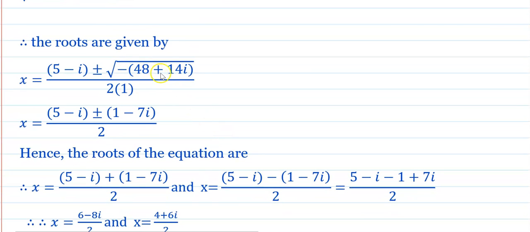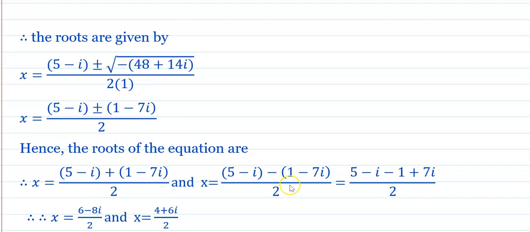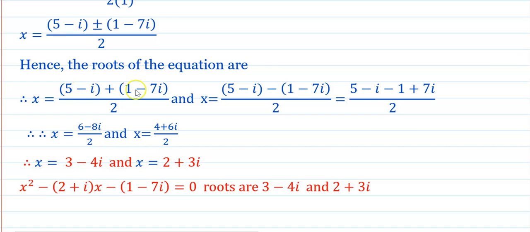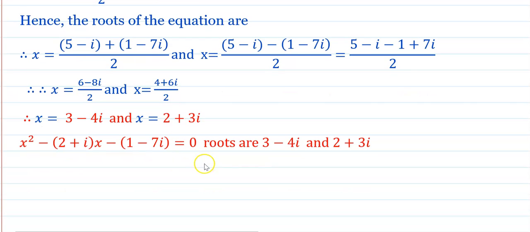Now substitute the roots in this equation. x is equals to 5 minus i plus or minus 1 minus 7i upon 2. Once we take plus, once we take minus. If you simplify 5 plus 1 you will get 6, minus 1 minus 7i, minus 8i upon 2. Divide it, what do we get? 6 upon 2 you will get 3, 8i upon 2 minus 4i. x is equals to 4 plus 6i, 4 upon 2 you will get 2, 6i upon 2 you will get 3i. And hence the roots are 3 minus 4i and 3 plus 2i.